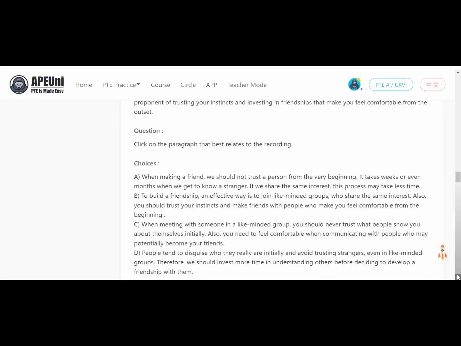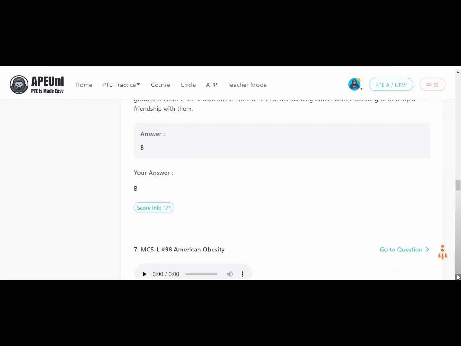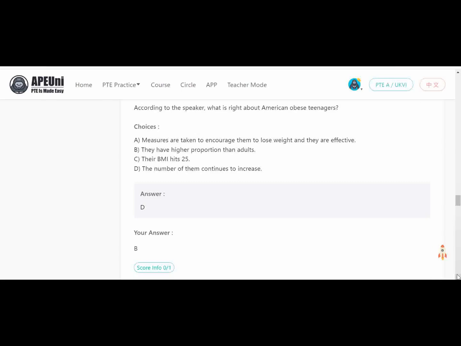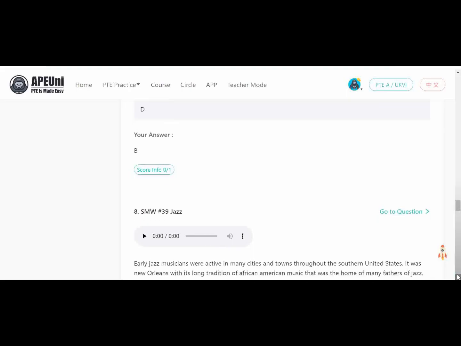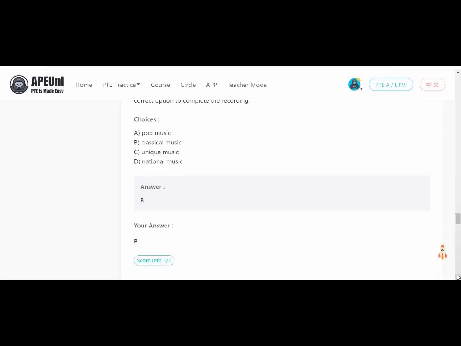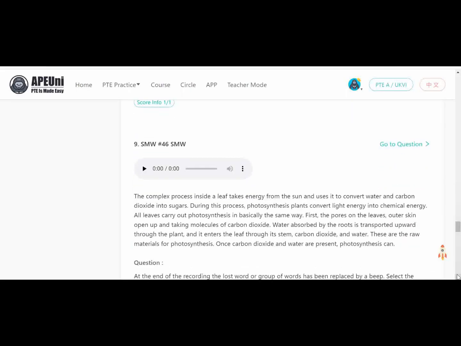Next it is MCQ single answer. B option is the correct option. This is select missing words. The first answer is D, but my answer was B. And this is B. Classical music.